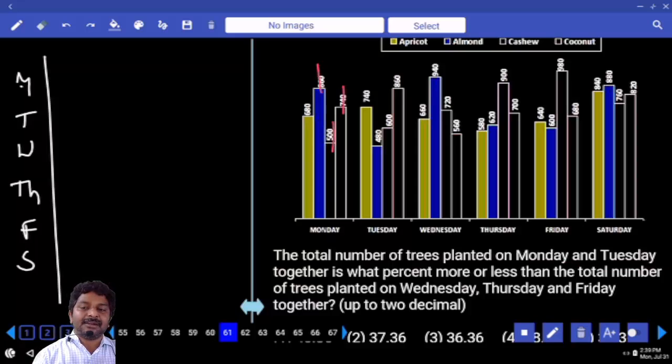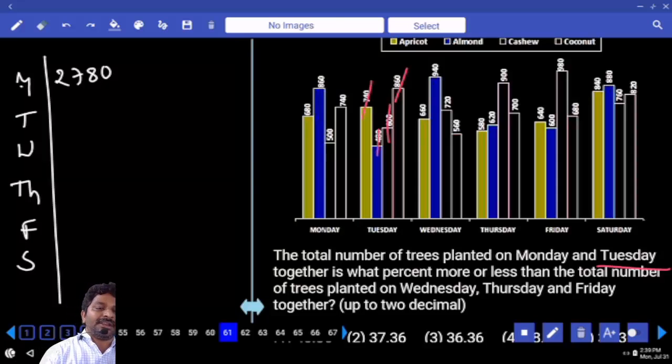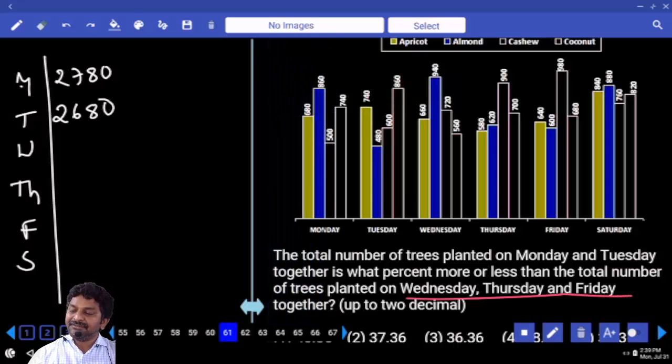1600 plus 500, 2100 plus 680, 2780. Okay, next we also have Tuesday. Even in Tuesday, 740, 860. 16 plus 6, 22. 22 plus 480, 2680. And then Wednesday and Thursday, Friday also there.